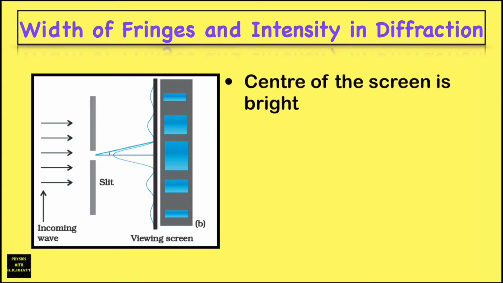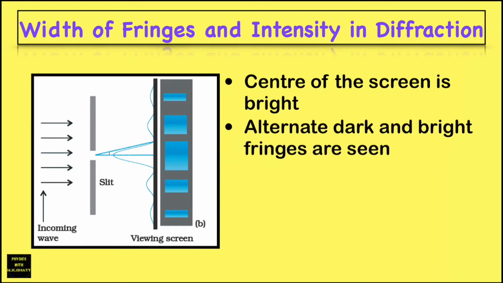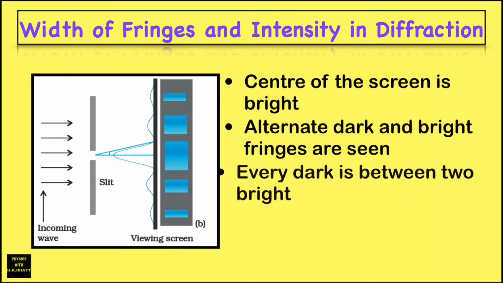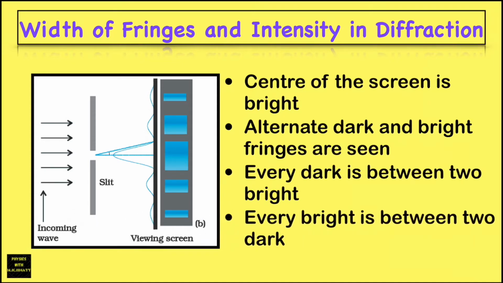So, the center of the screen is bright. After that, alternate dark and bright fringes are seen on the screen. One more important thing you should understand here, that every dark fringe is between two consecutive bright fringes. Likewise, every bright fringe is between two consecutive dark fringes. Just see here, this is the bright fringe lying between these two dark, and this is the dark fringe lying between two consecutive bright fringes.